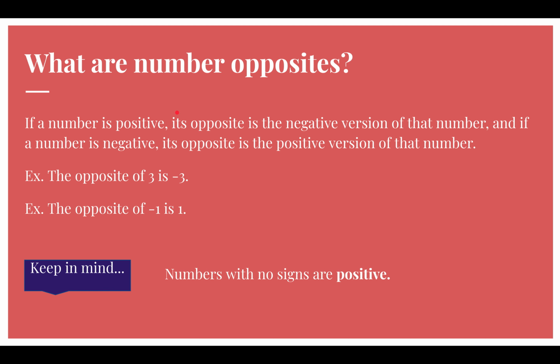What are number opposites? If a number is positive, its opposite is the negative version of that number, and if a number is negative, its opposite is the positive version of that number. For example, the opposite of positive 3 is -3, and the opposite of -1 is +1. And keep in mind that numbers with no signs in front of them are always positive.